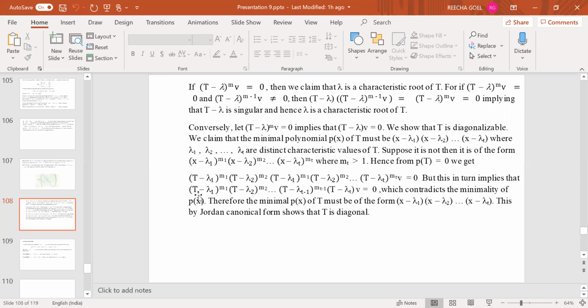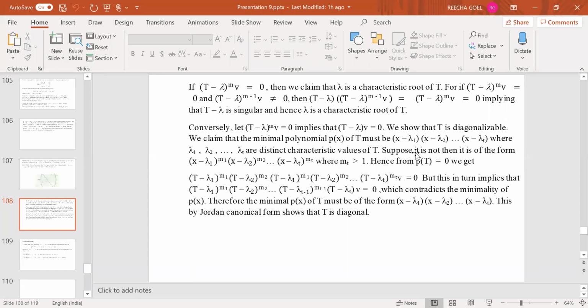Now, if you just look at this particular polynomial, (x minus lambda 1) raised to the power m1, (x minus lambda 2) raised to the power m2, and like this, the last factor will be (x minus lambda t). Now, the degree of this polynomial is going to be less than the degree of the minimal polynomial. And since this is the minimal polynomial, this cannot be 0, and it is a contradiction. This contradiction shows that our assumption is not true, and hence the minimal polynomial of T must be of this particular form.